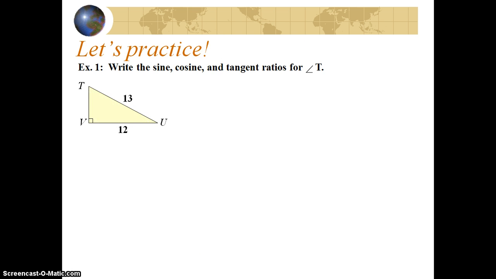So let's practice. We're going to write the sine, cosine, and tangent ratios for angle T. In both of these triangles, we're actually missing a side. So you would first need to complete the Pythagorean theorem to find that the missing side is 5. In this one, we're missing a side right here. I would do the Pythagorean theorem, 8 squared plus x squared equals 10 squared, and we would find that that side is 6. The reason I didn't do the Pythagorean theorem for the first one is because these are actually triples, so you could find the missing side by using a Pythagorean triple.